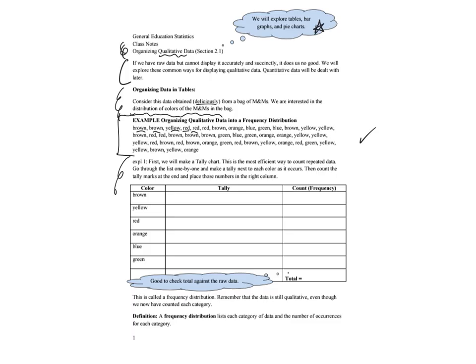Okay, so we're going to do number one. And it says, first, make a tally chart. This is the most efficient way to count repeated data. Go through the list one by one and make a tally next to each color as it occurs. Then count the tally marks at the end and place those numbers in the right column. So what I mean by that is the first one here is brown. I'll mark it off and put a little tally there. Next one is brown. Okay, tally. Next one is yellow. Right? You remember this? Maybe from some other class? Maybe from a long time ago, perhaps, right? So continue, pause me down, continue with that, and then meet me back here and I'll have that completed.